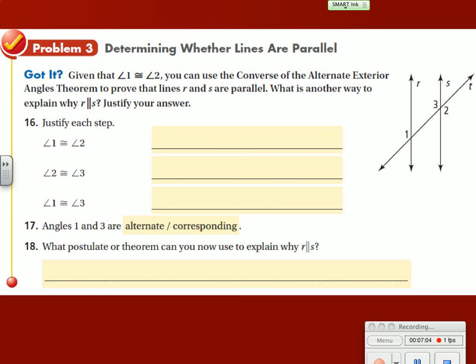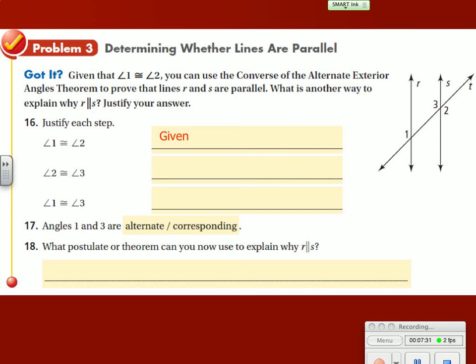All right. Another thing we can do is determine whether lines are parallel. Given that angle 1 is congruent to angle 2, you can use the converse of the alternate exterior angles theorem to prove that lines R and S are parallel. What is another way to explain why R and S are parallel? Justify your answer. So first, angle 1 is congruent to angle 2.